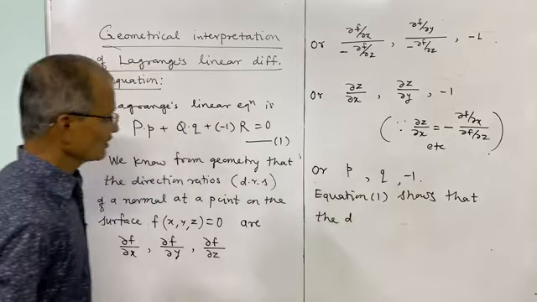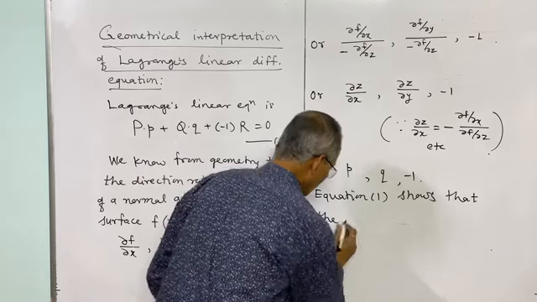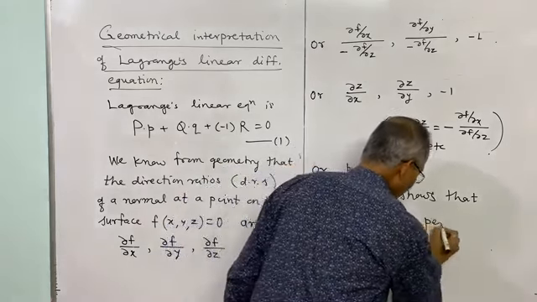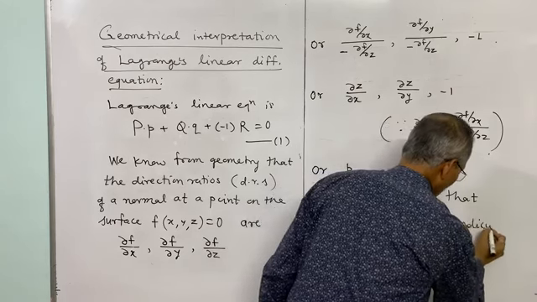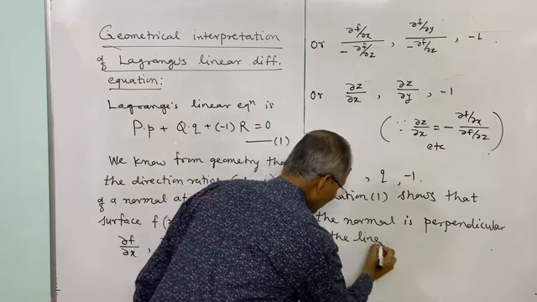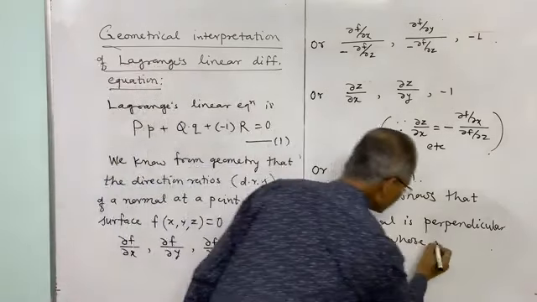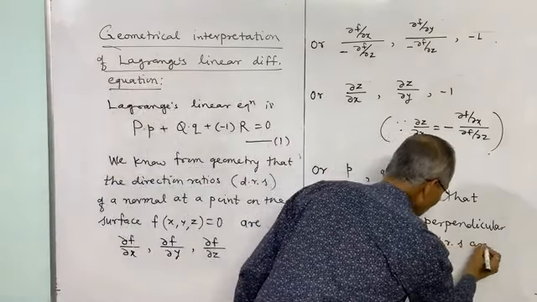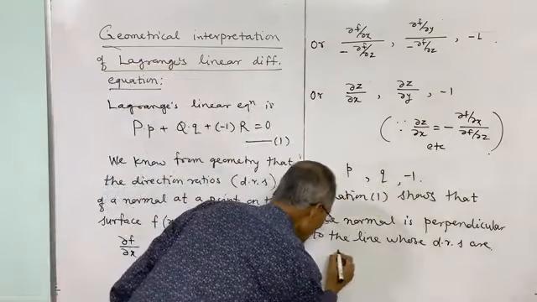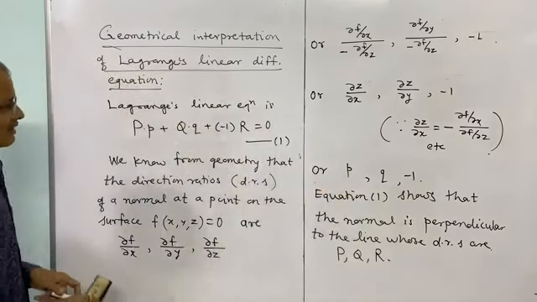This shows that the normal to the surface is perpendicular to the line whose DRs are these. These are the DRs of the normal, and that is perpendicular to the line whose DRs are capital P, capital Q and capital R. So this is one result that we have.